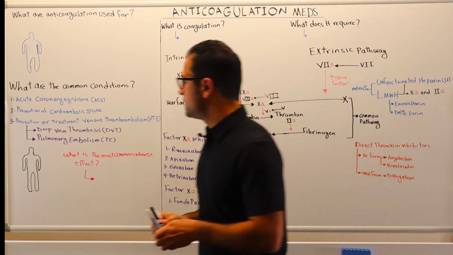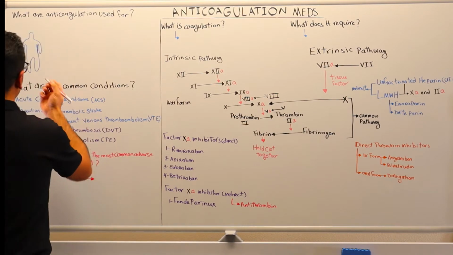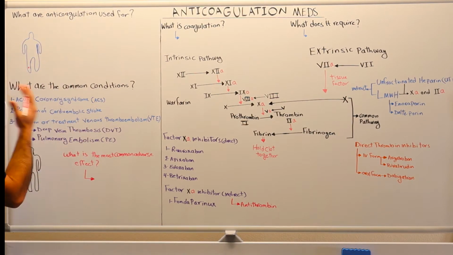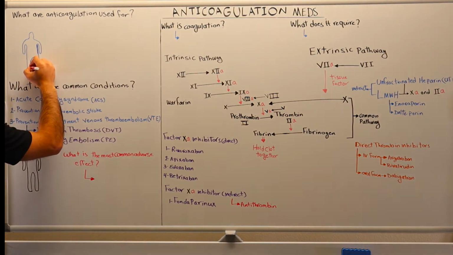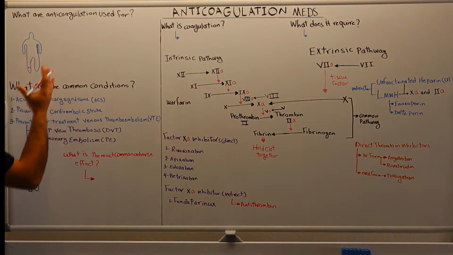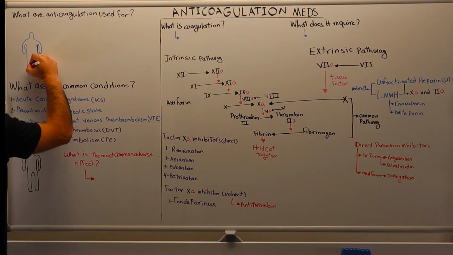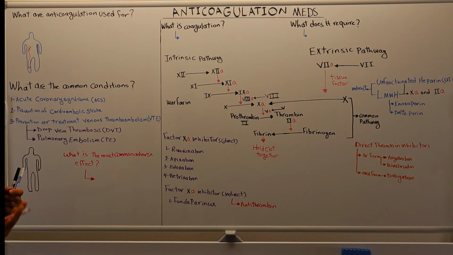So let's say we have a clot here in the leg. What these anticoagulants would do is keep this clot small and not becoming larger, because as this clot becomes larger, pieces of this clot may divide and travel to other parts of the body, let's say to the lung, and can cause other issues.